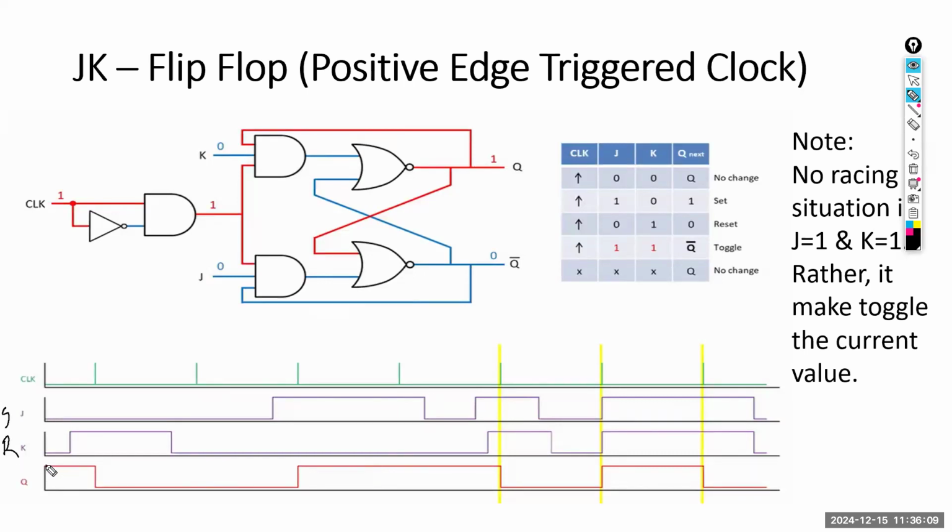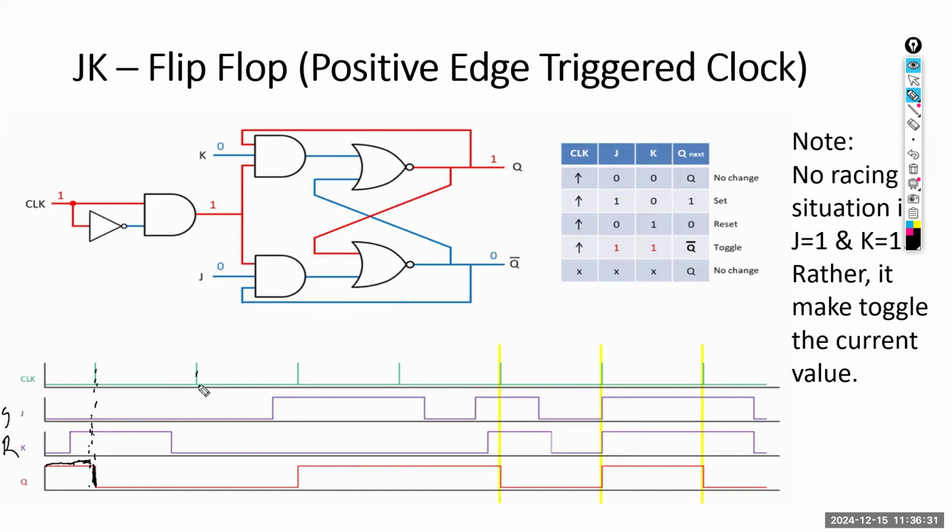Right. Let's assume we start with high side. Until this pulse, nothing will change. Nothing will change. And then comes this pulse. By this pulse, J is 0, K is 1, that is something like S is 0, R is 1, that is reset. So it's immediately reset.